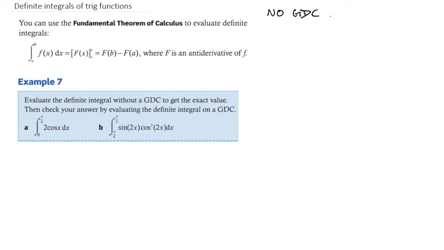So very first step is going to be to integrate 2 cos x. We know that the integral of cos of x is negative sine of x, and so the integral of 2 cos x is negative 2 sine of x. And we want to know that integral from 0 to pi on 4. Substitute those values in, and then subtract.